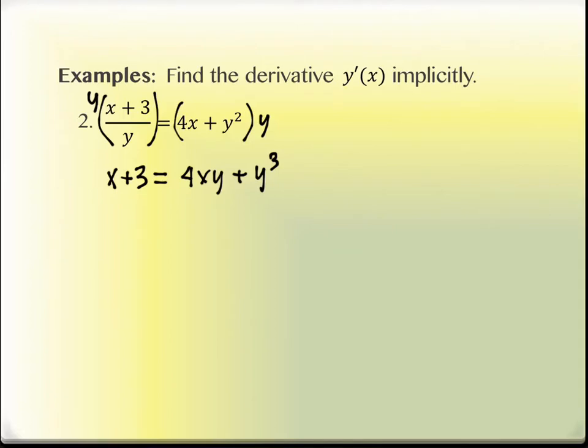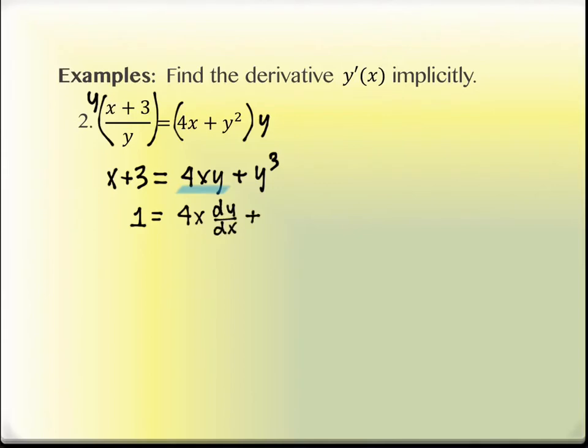What's the derivative of x? 1. What's the derivative of the 3? 0. So the derivative on the left is just 1. This piece right here is a product. So we have to use the product rule. So the product rule says I rewrite the first piece and I take the derivative of the second. What's the derivative of y? Y prime or dy dx, right? So I write dy dx.